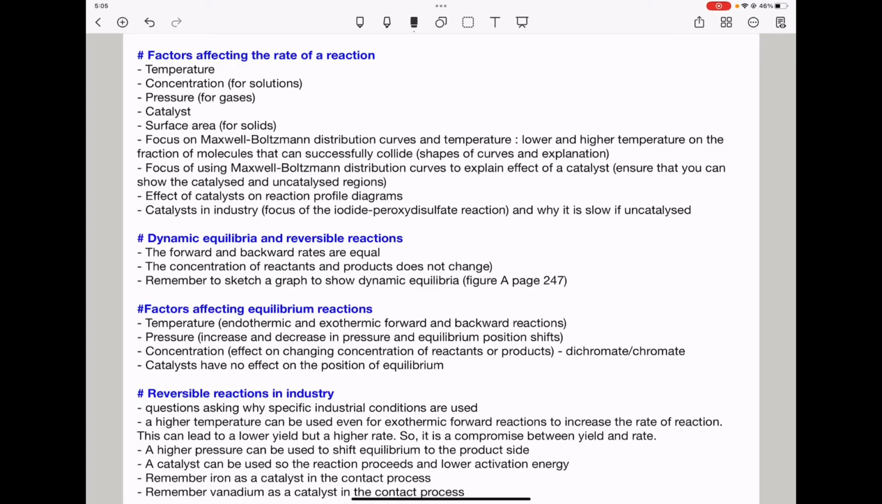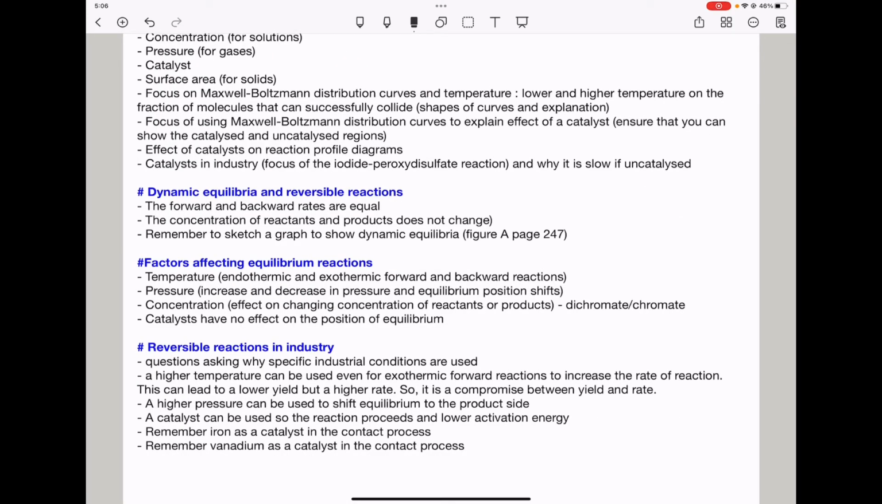Here, focus a lot on the equations of iodide and peroxydisulfate. They could ask you why these reactions proceed slowly if the catalyst is not added. Remember that iodide as well as peroxydisulfate are both negatively charged, so they will repel each other. That is why the reaction proceeds slowly. However, when you add a catalyst, which could be iron 3 plus or iron 2 plus, then the reaction could proceed faster.